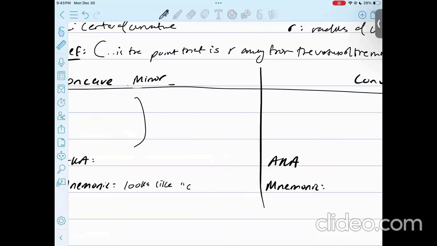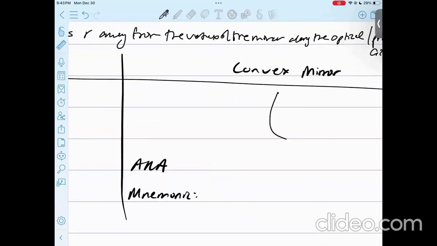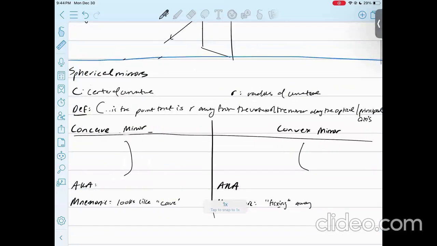And this is how you know that physicists don't really go outside, because that does not look like a cave. And a convex mirror looks like it's flexing away from you. And that's how you know that most physicists are not jacked.